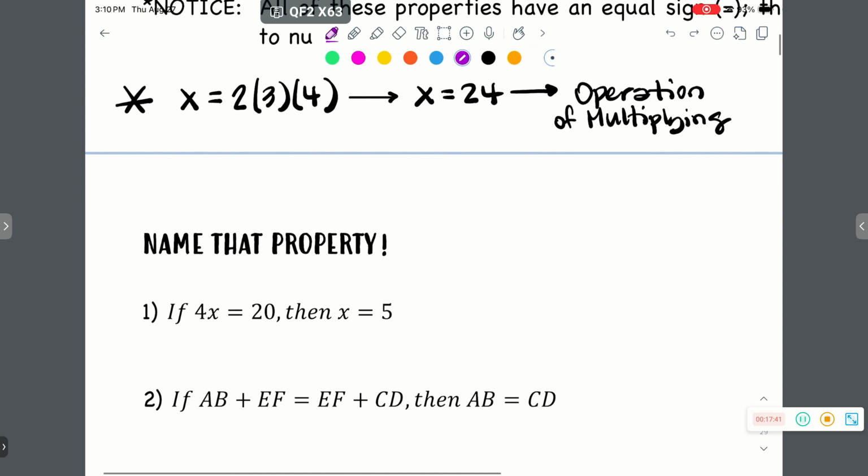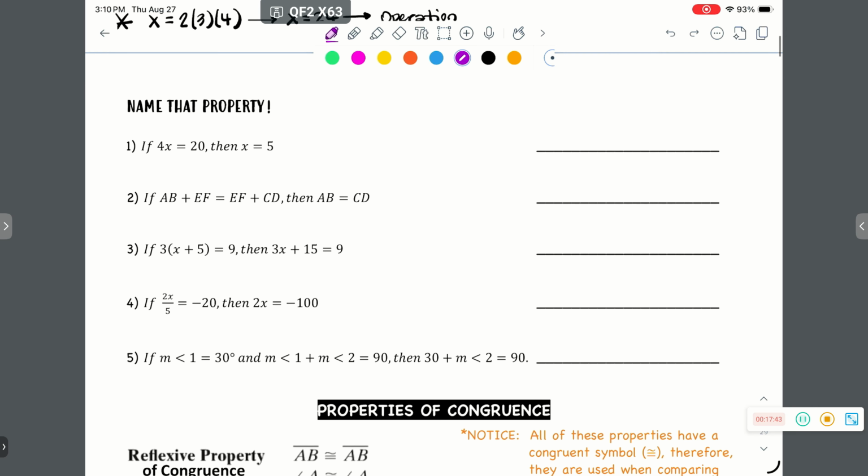We're going to play a little game. Turn the page. We're going to play Name That Property. Because if you can't name a justified property, then we're going to be in trouble when we get to our proofs.